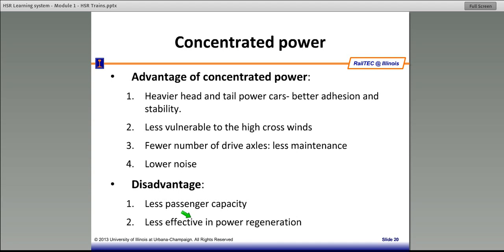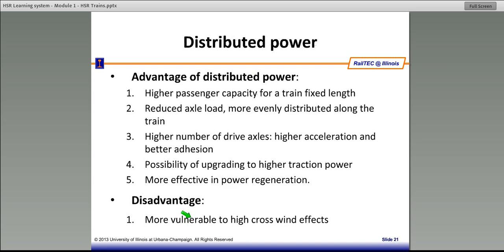Then if this is used for power regeneration, the effect will be less. Okay, so that would be another factor affecting it. So the distributed power companies try to emphasize the advantages of their distributed power. They emphasize the higher passenger capacity for a fixed train length.